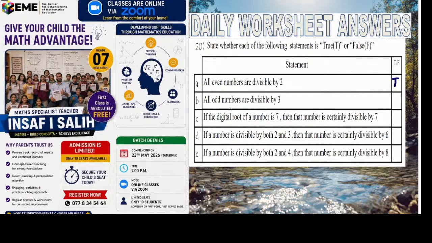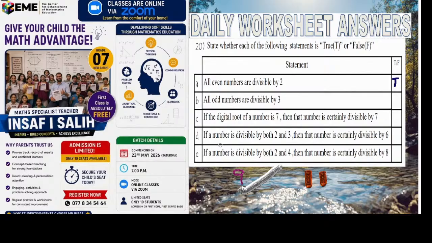Statement B. All odd numbers are divisible by 3. Is that correct? Just think of an odd number. Let's think of 9. Is 9 divisible by 3? Yes, 9 is divisible by 3. But think of another odd number. Think of 11. Is 11 divisible by 3? No, 11 is not divisible by 3.